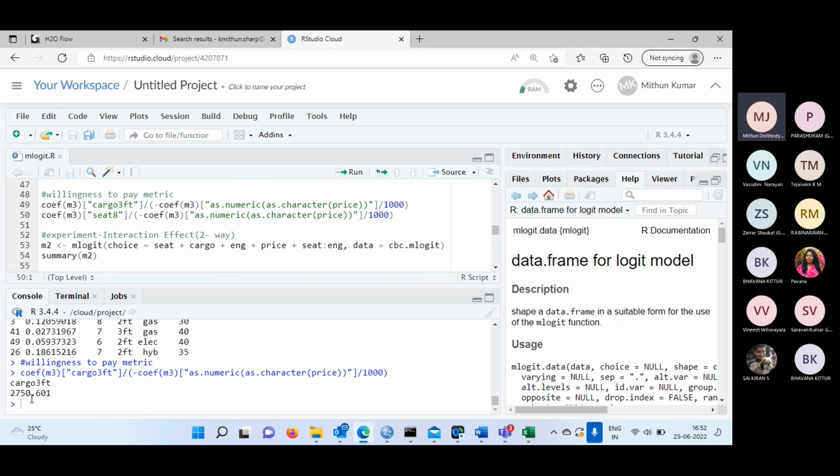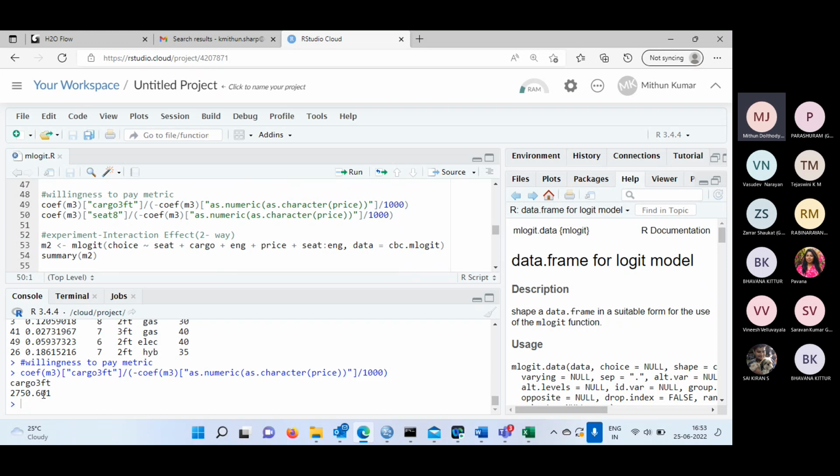So if a particular vehicle has 3 feet cargo, you can charge $2,750 more. I'm just giving an example. Let us say for a vehicle with cargo 2 feet, you are thinking of selling it at $100. For a 3 feet cargo, you can charge them 100 plus 2,750.